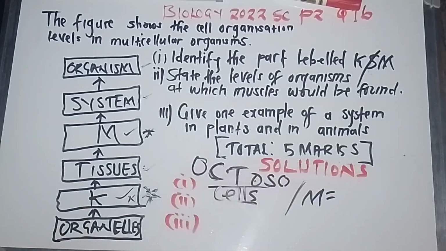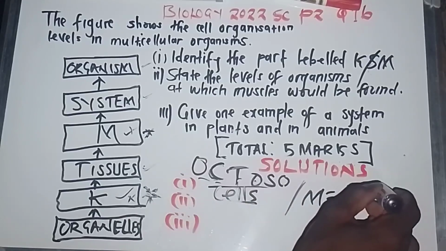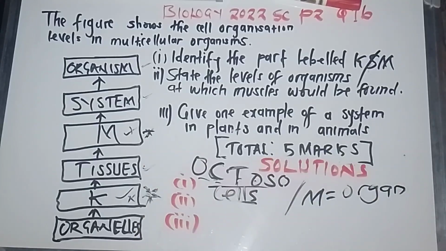So as you can see, with this term which I've given you, we have got the organelles, then we've got the cells, and then we've got what? Tissues. Then after that, we have been told to identify this M. So as you can see, this is organelles, cells, tissues, and then when we reach this O, just know that this O represents nothing but just what? An organ. So this M represents nothing but just what? An organ.